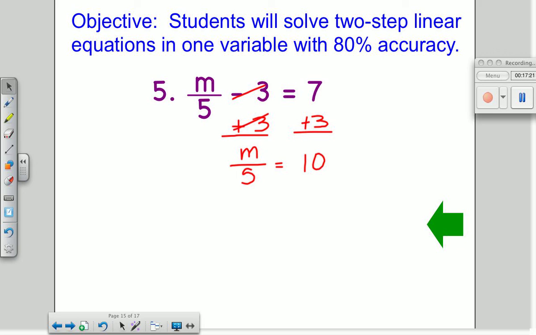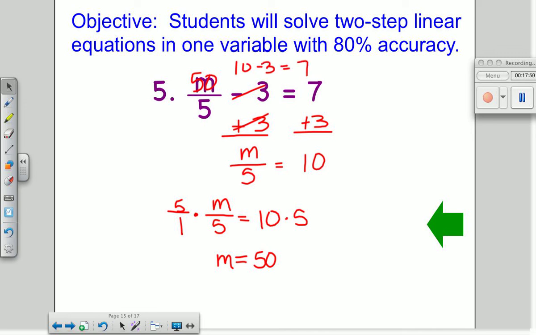Now, I use multiplication to undo this division problem. So I multiply it by 5 over 1, or 5. So multiply here by 5. 5 over 1 times m over 5 is 5m over 5, which is the same as m by itself. 10 times 5 is 50. The answer is 50. So 50 divided by 5 is 10. And 10 minus 3 is 7. So yes, that checks.